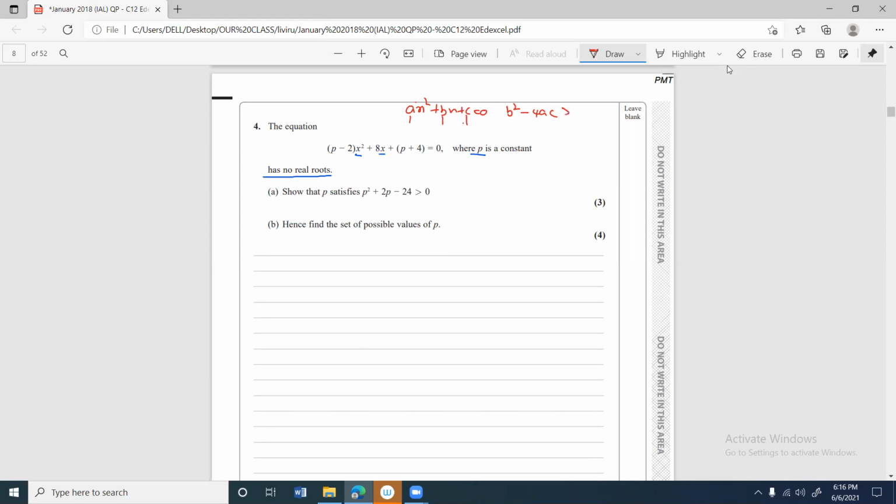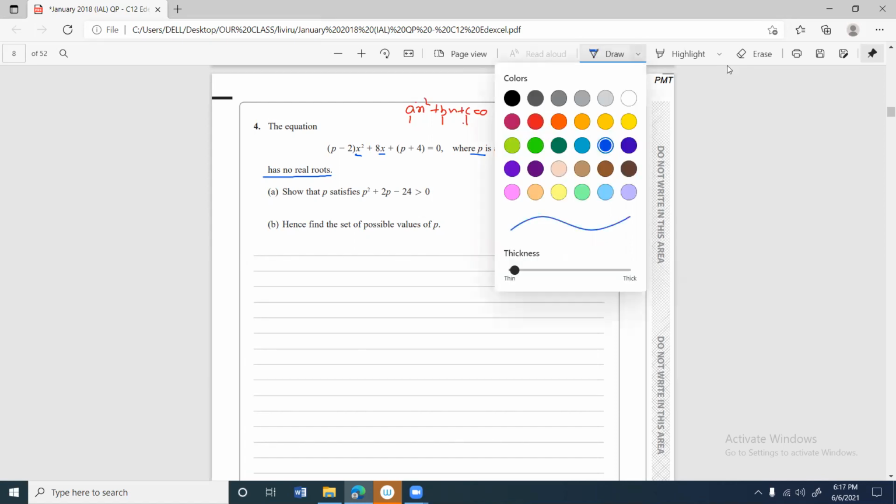If this expression is greater than 0, you get two real roots. B squared minus 4ac equal to 0 means one real root. B squared minus 4ac less than 0 means no real root. Remember, no real roots. You don't write no roots. Roots are there, but they're not real. One real and two real. So they mention no real roots. Then we can understand this fact clearly.